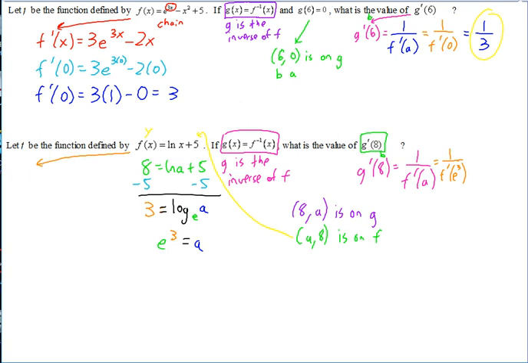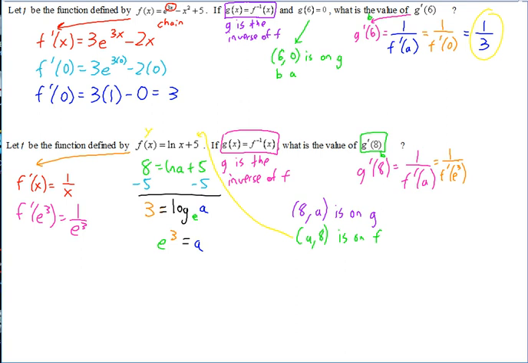F prime of x. Well, we learned the derivative of natural log of x is 1 over x. The derivative of 5, a constant, is 0. And then if we substitute in e cubed into that, f prime of e cubed would be 1 over e cubed. So that's what goes here.